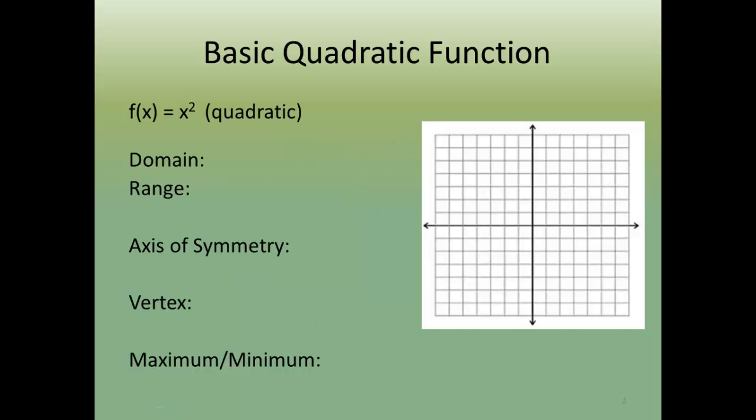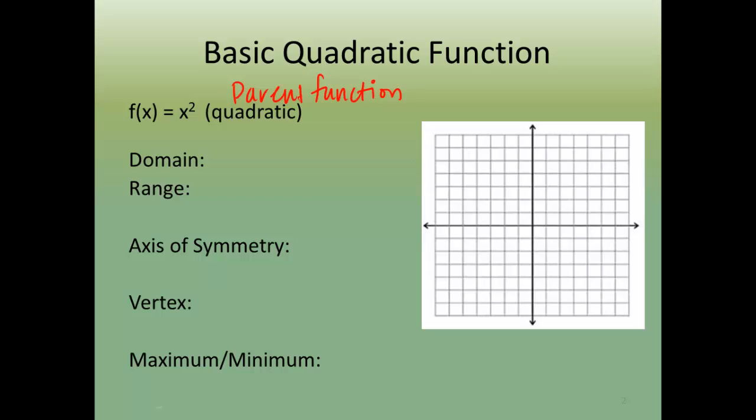We're going to start here with our basic quadratic function, that is f of x equals x squared. Quadratic indicates that the highest exponent we have is a 2. So this is a parent function, f of x equals x squared. No transformations have been made to that. We're going to save that for our next slide.